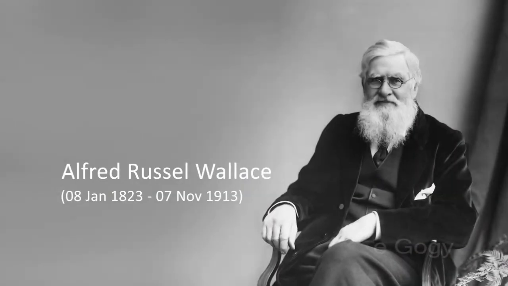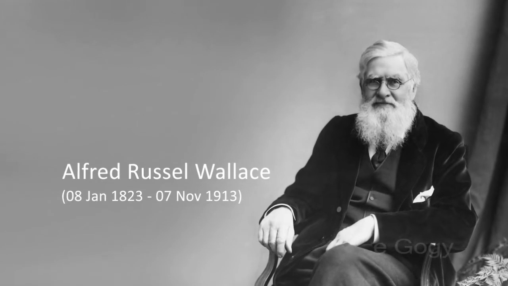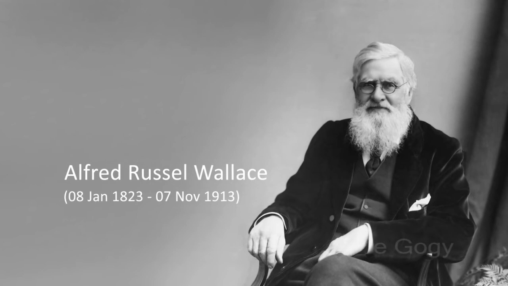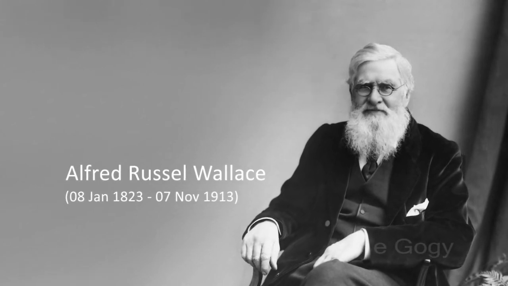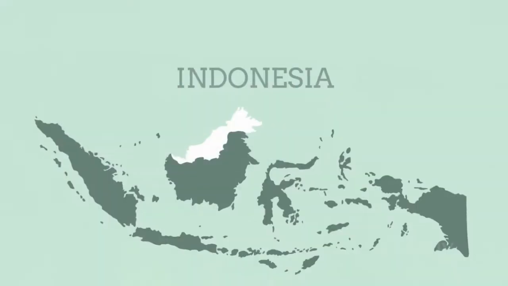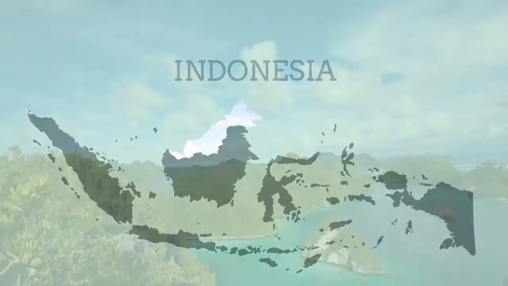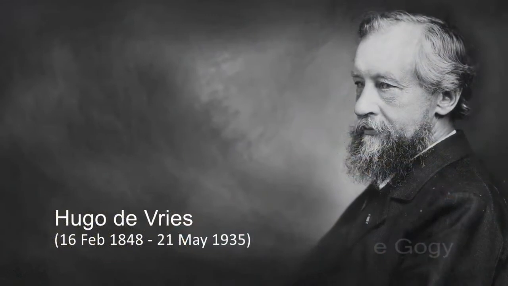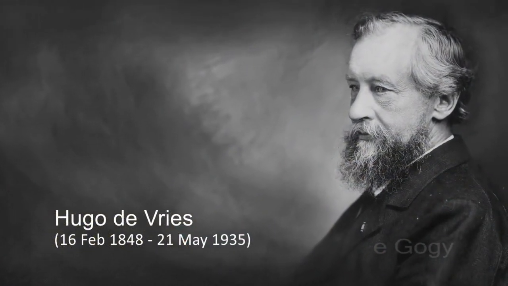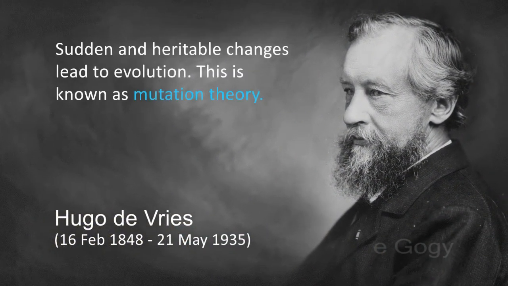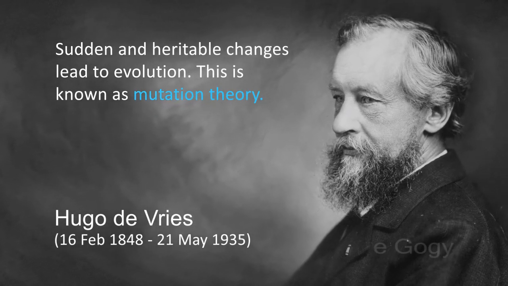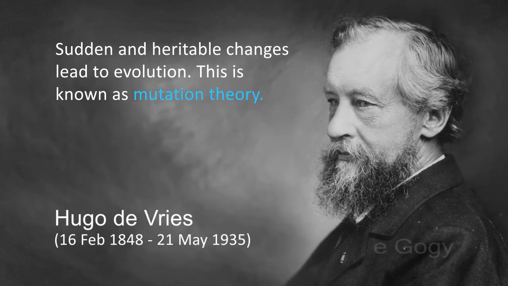The British naturalist Alfred Russel Wallace also arrived at Darwin's inferences on evolution. Studies conducted in the Indonesian islands, etc., led him to this. The scientist Hugo de Vries postulated a theory which states that sudden and heritable changes lead to evolution. This is known as mutation theory.